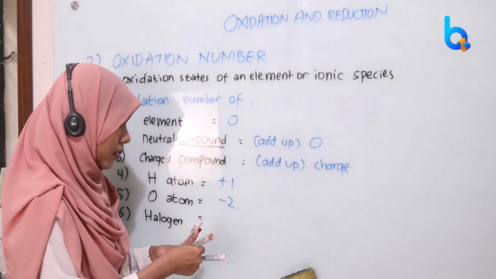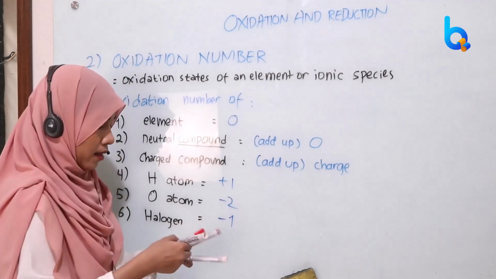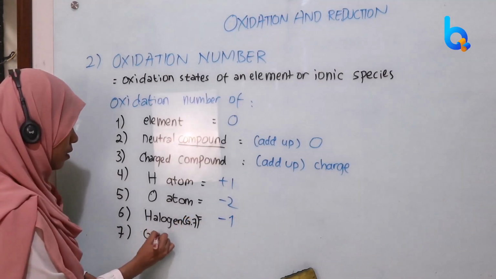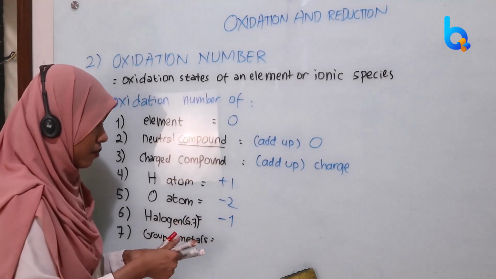So halogens will have oxidation number of -1. And then the last one here is group 1. So this is group 7, yeah. So group 1 metals will have oxidation number of +1.